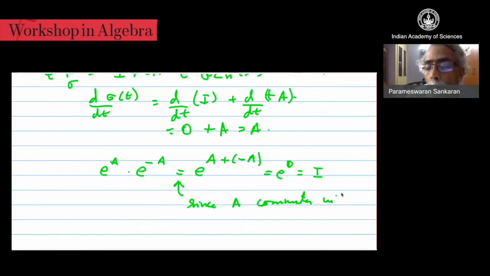Now here is where you have to say, since A commutes with minus A. In general, e power A times e power B is not e power A plus B. So you have to be careful each time you use such a property, ensure that A and B commute, but here A and minus A do. So you see that this is invertible, this is also invertible, this is the inverse of this. Any more questions, please?